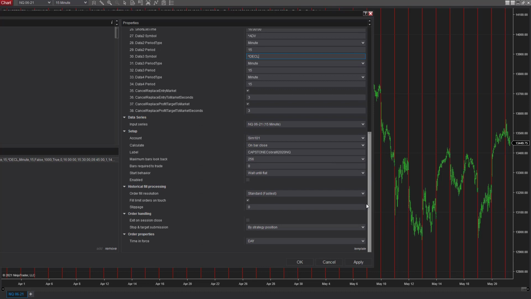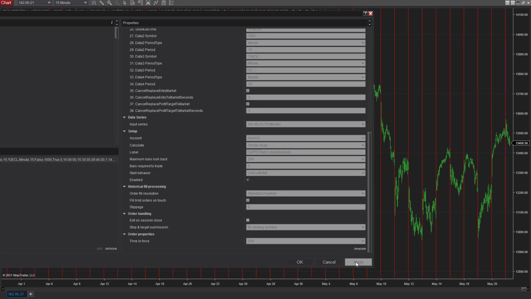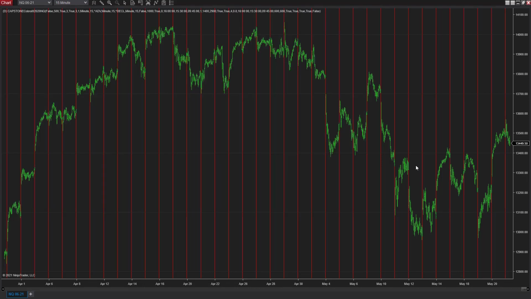I'm going to enable this by checking this and applying. And then we'll go over the results of this strategy once all the trading system signals are there. I have a lot of data loaded, so it will take a little bit of time. I'll pause the video while those trading system signals are being loaded.